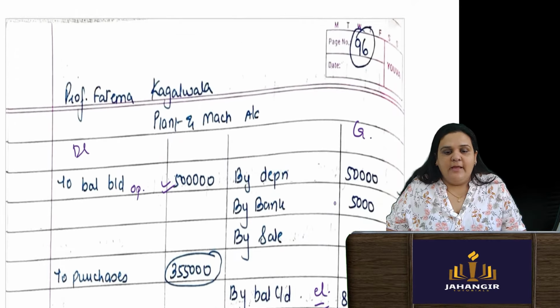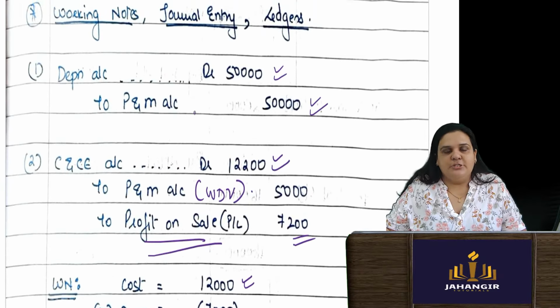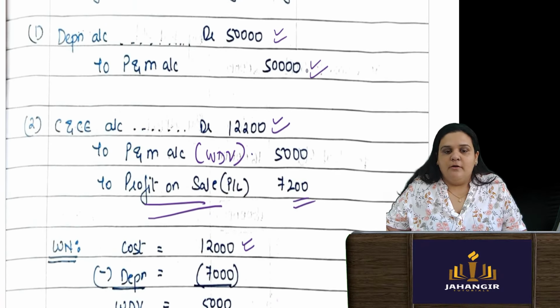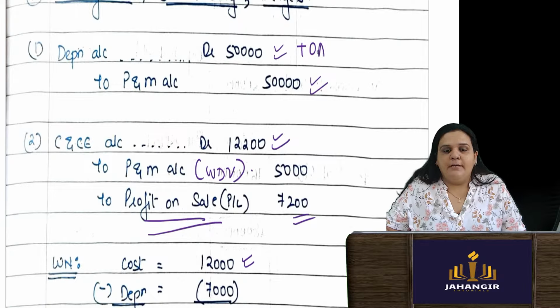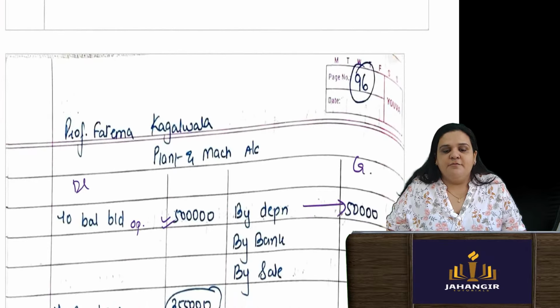Right? Now I have a journal entry. Depreciation account debit to plant and machinery. So this depreciation will go, na? One, I will have to add it back to the operating activities, non-cash expense. And one I will put it in the plant and machinery account credit side. So by depreciation 50,000.